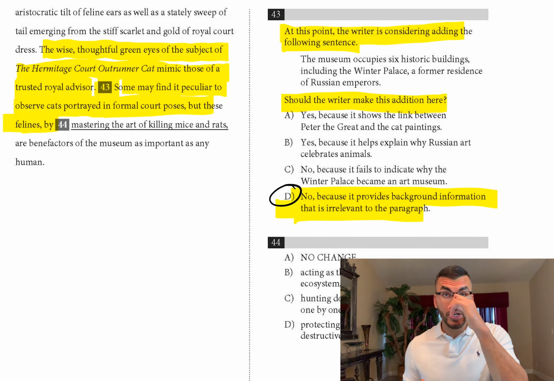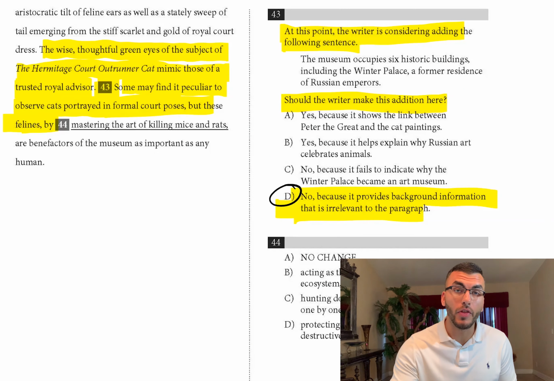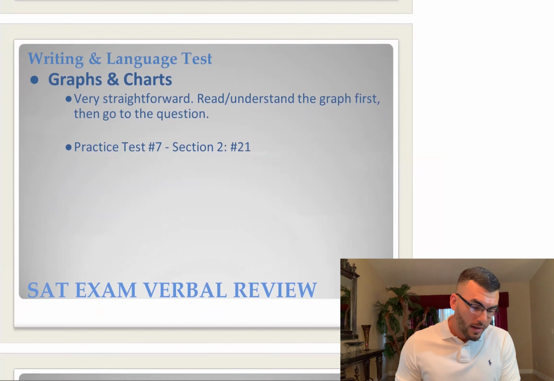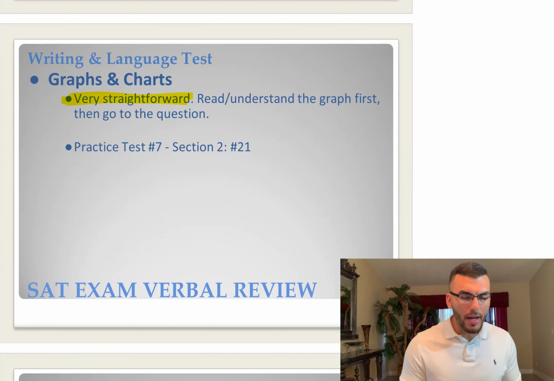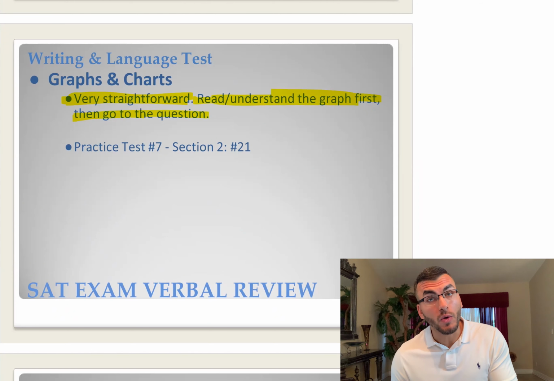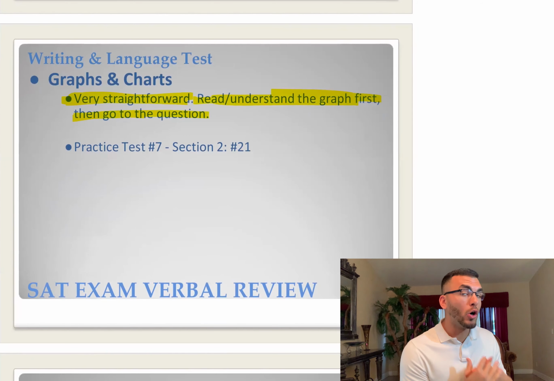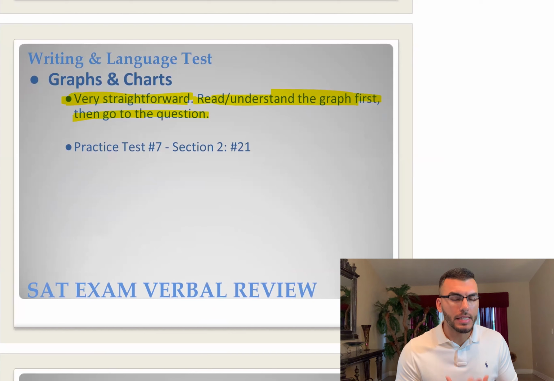So that's it for organization and structure. The last one we're going to look at, which is super simple, is charts and graphs. Let's look at some examples of those. So charts and graphs are very straightforward, pretty much the same thing as we did in section 1 reading comprehension. Just read and understand the graph first, then go to the question. So as soon as you see it's a question about the graph, don't start trying to answer it. I want you to go to the graph first and understand the graph as a whole. Then the question and the answer choices are going to make a lot more sense.